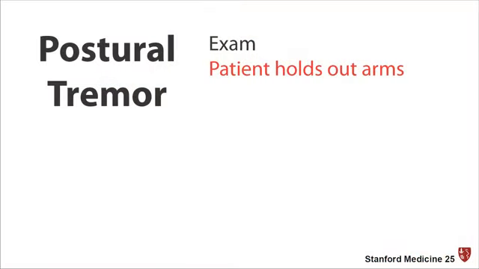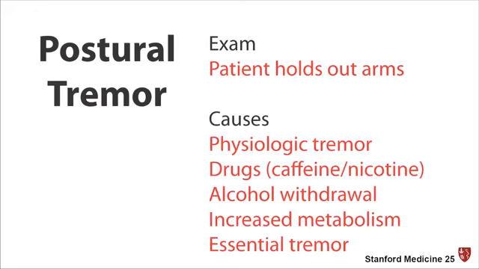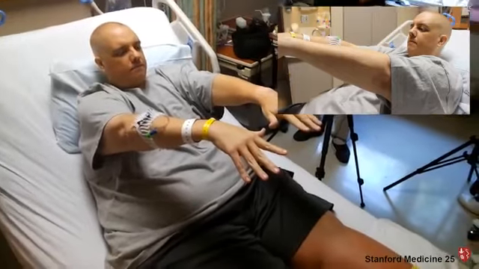The postural tremor is easy to find by asking your patient to hold their arms out. Causes include a normal physiologic tremor, which can be increased in certain states such as sleep deprivation, too much caffeine or nicotine, alcohol withdrawal, increased metabolic states such as in hyperthyroidism, and essential tremor.